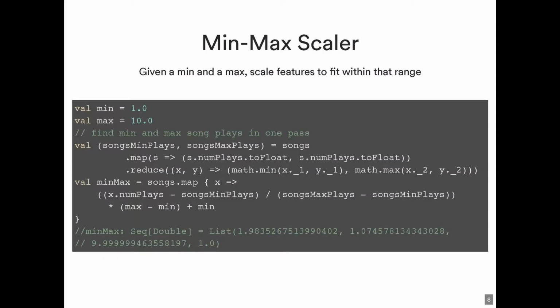There are many ways to do it, but generally you have to at least find the minimum and maximum of your feature values, and then combine that with the min and max in the range that you were providing. In order to implement this one, you could actually do it in one pass to get the min and the max. You can take your songs, pull out the number of plays, map those to tuples of number of plays, and then do a reduce.